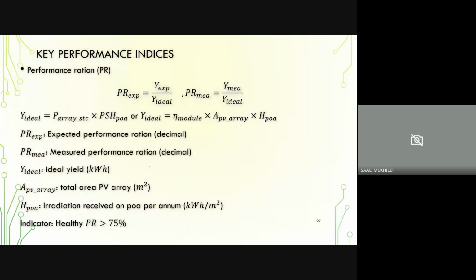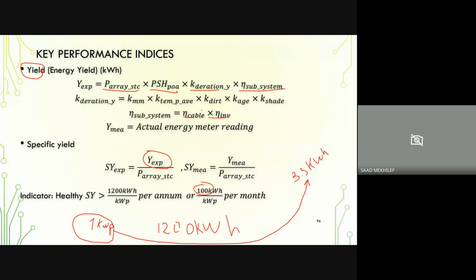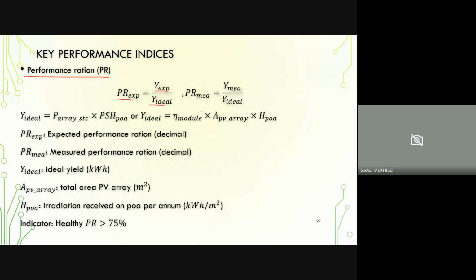The performance ratio. There is another indicator we call the performance ratio. The performance ratio can be expected yield over the ideal yield. Or also we can calculate it from the actual energy meter reading.